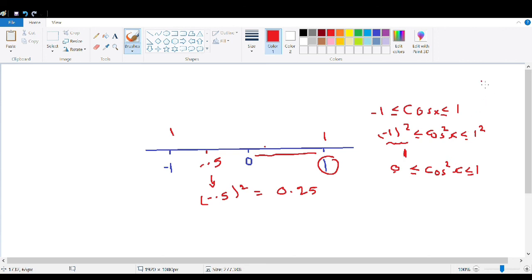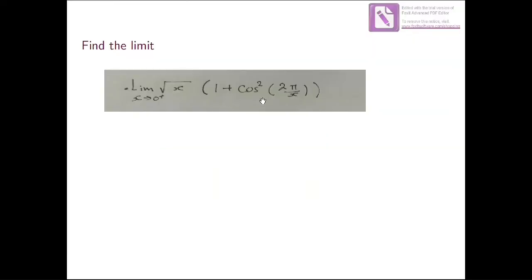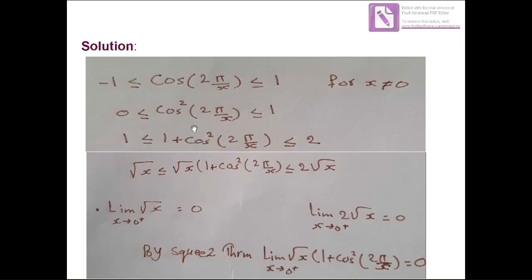So here we have 1 plus cosine square, so we need to add 1 for all functions. So here we have 0 plus 1, which is 1, cosine square plus 1, so it will be 1 plus cosine square, and 1 plus 1 will be 2.